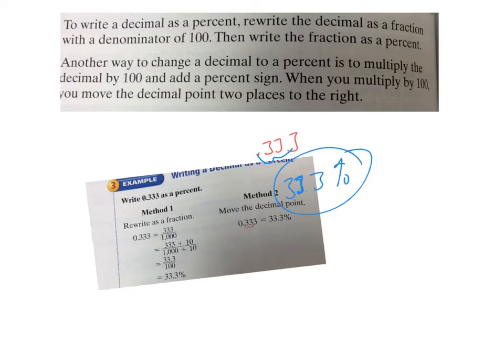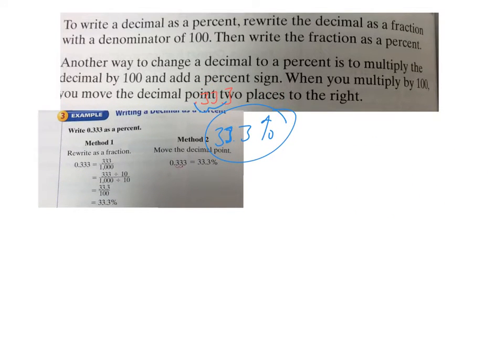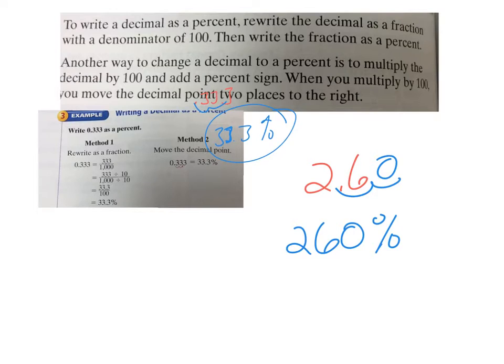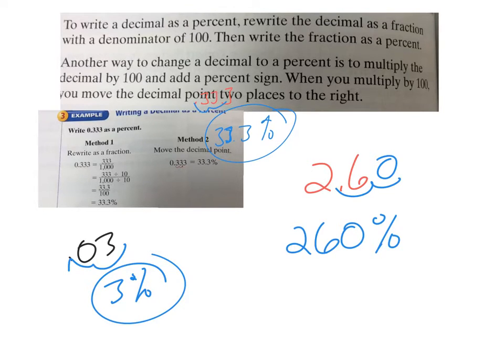Another example, let me move this out of the way here. If I gave you 2.6, you would bump it 2 to the right. Boom, boom. And so that would be 260%. Don't forget to add your 0 there. So again, if it's a decimal and it goes to a percent, it doesn't matter how it starts. If I have 0.03, 2 to the right, it becomes 3%. 2 to the right, decimal to percent.